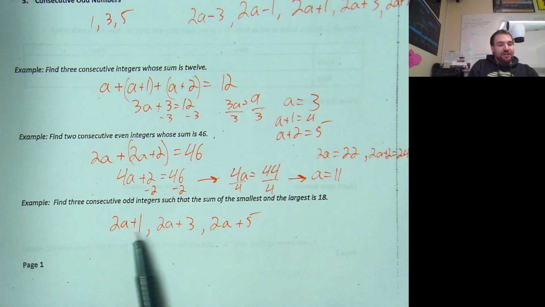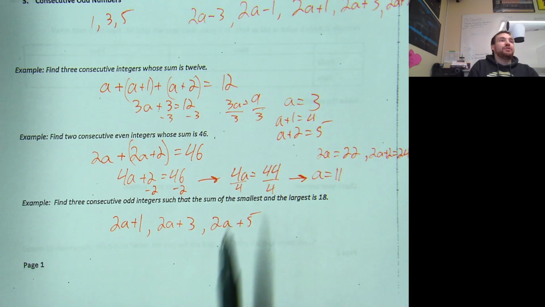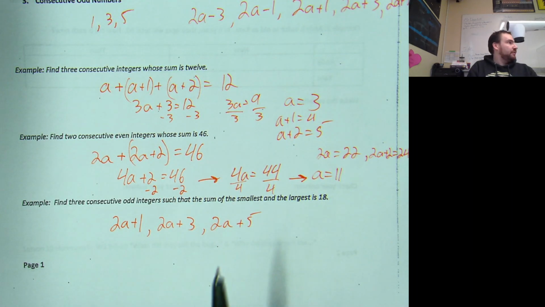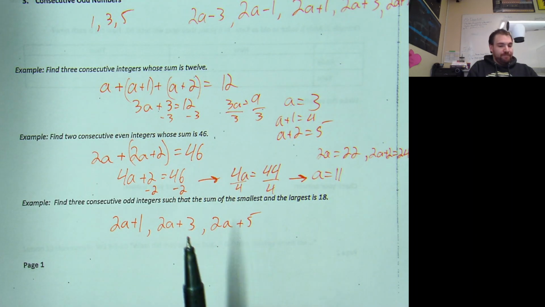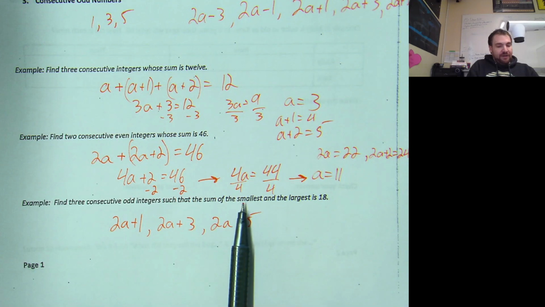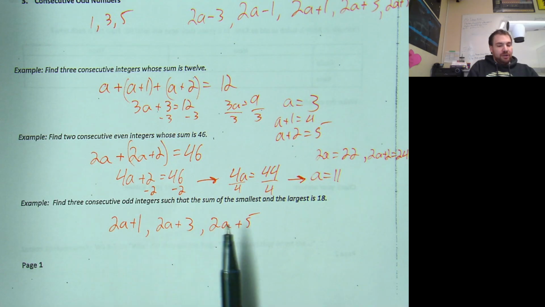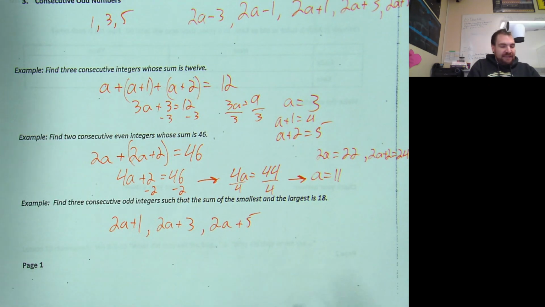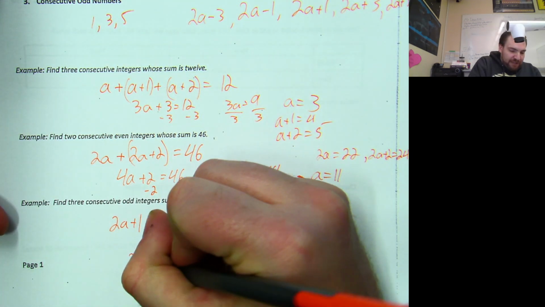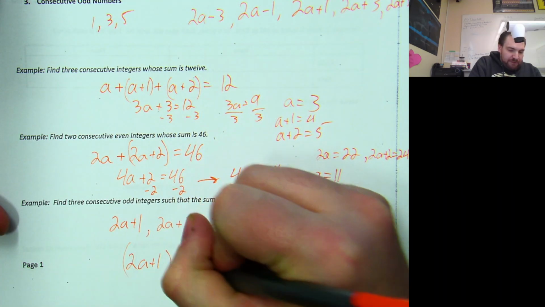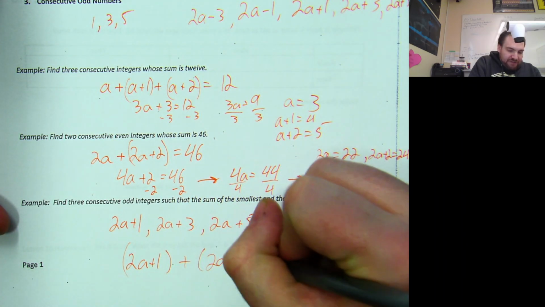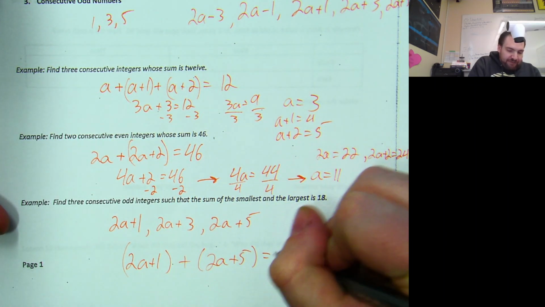So I got 2a plus 1, 2a plus 3, 2a plus 5. And what are we told? What's the question telling us to do with these values? The sum of the smallest and largest. So which of these is the smallest? Which one's the largest? What am I going to do with those things? Add them. So 2a plus 1 plus 2a plus 5 equals 18.